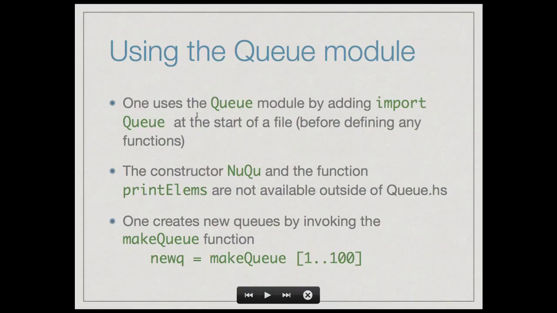So one uses the queue module by adding import queue at the start of a file before defining any functions in that file. When we do this, the constructor new queue and the function print elements are not available outside of queue.hs. The constructor new queue we are not making available externally because we want to hide the internal representation. And print elements is just some helper function that we need in order to define show. So therefore there is no need for it to be visible outside the queue module. One creates new queues by invoking the make queue function. For instance, you might say new queue equals make queue of the list 1 to 100.